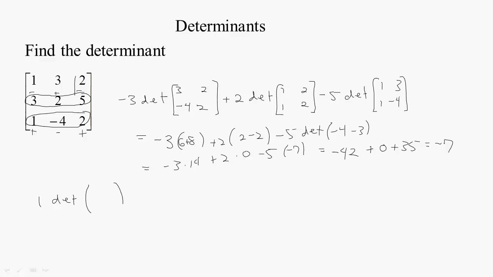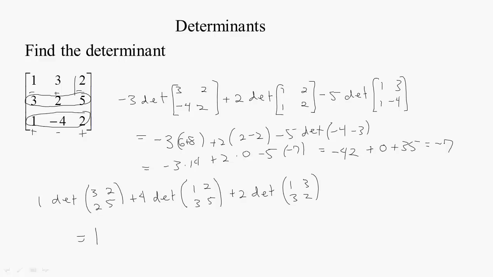the determinant of the matrix that's left over when you cross out the row and column that contain that 1. And then the minus 4 is in a minus position, so I'll flip its sign, it becomes positive 4, times the determinant of 1, 2, 3, 5, like that, and then plus 2 times the determinant of 1, 3, 3, 2.